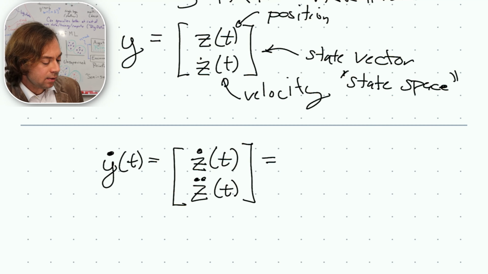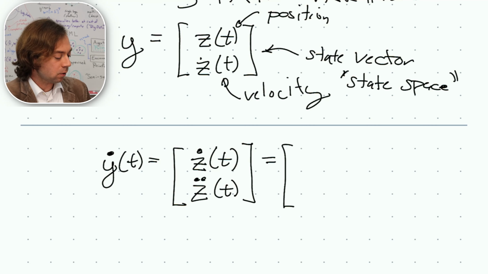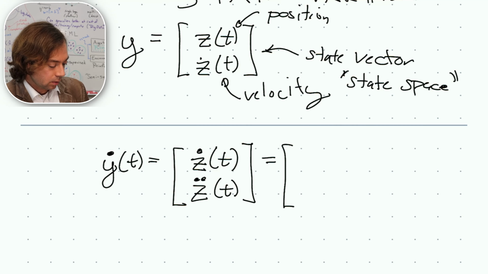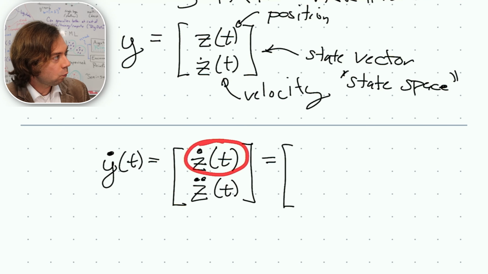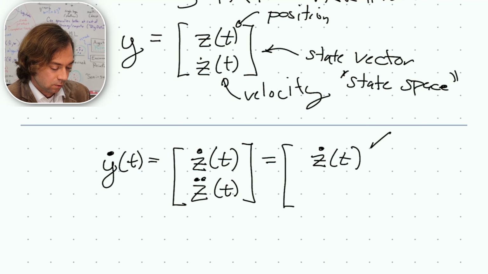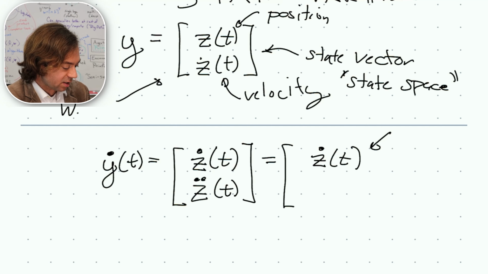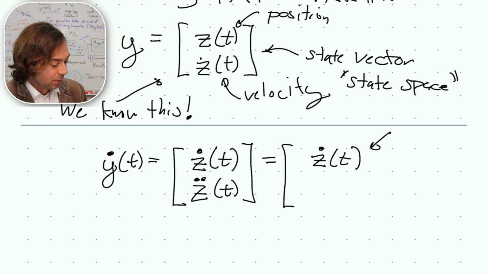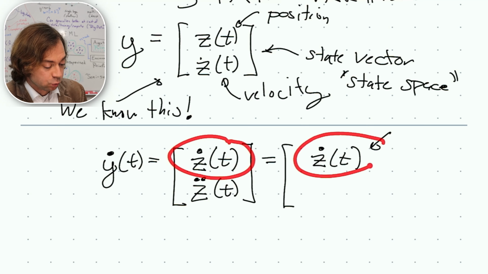Then we can rewrite this in terms of things that we know. What are the things that we know about our system? We'd have to know where it starts in position and where it starts in velocity. So we know what the velocity is. So we just say that z dot of t is equal to z dot of t. We have to know this to simulate. Good. So at any given point in time, the time derivative of position is velocity, which we know.